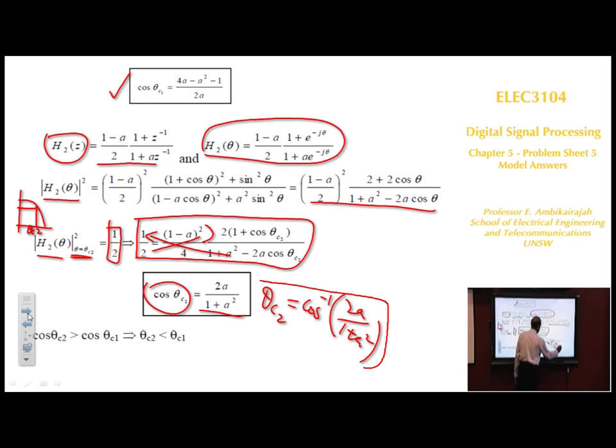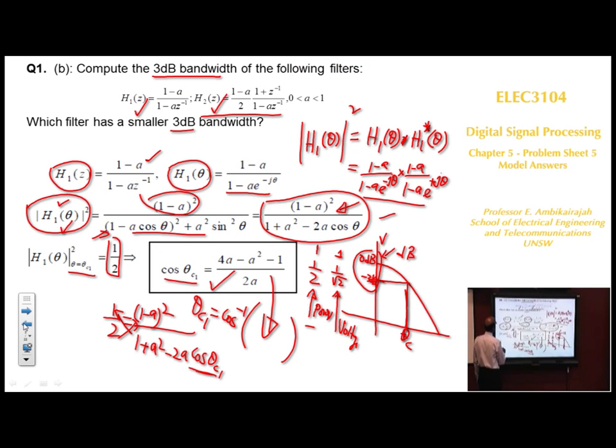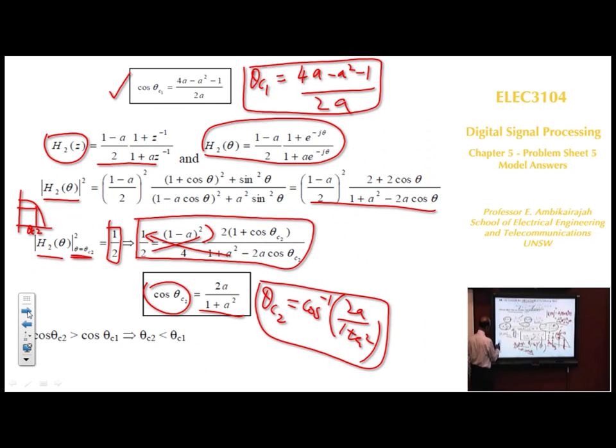So that's one cutoff frequency. The second cutoff frequency, theta c1, the first one, is cos inverse of 4a minus a squared minus 1 over 2a. So that's the answer really, the cutoff frequency for both filters. Then you are asked, if you go back to the question, which filter has a smaller cutoff bandwidth? That's what the question is.